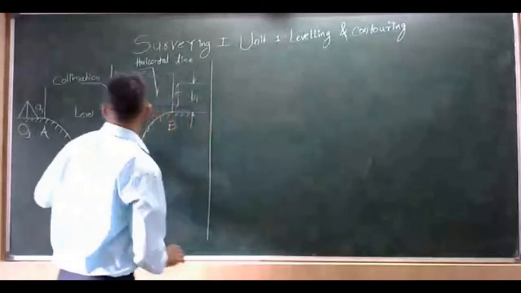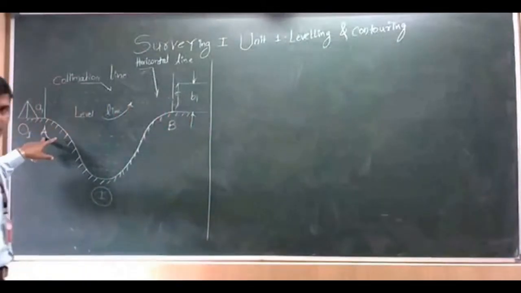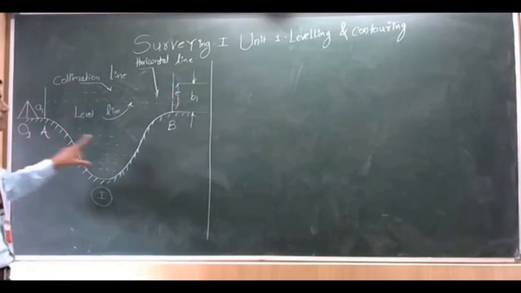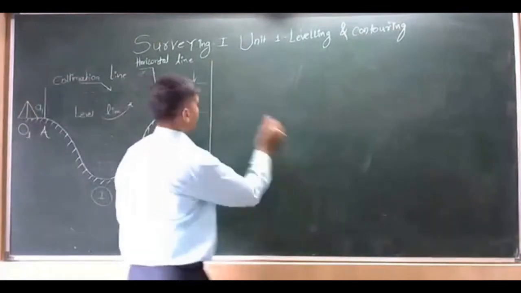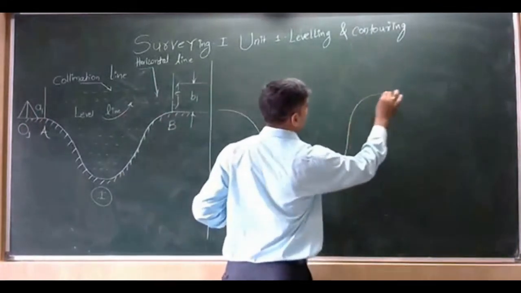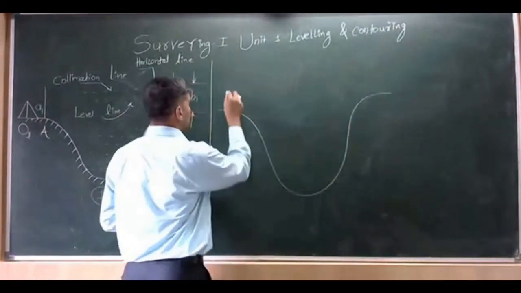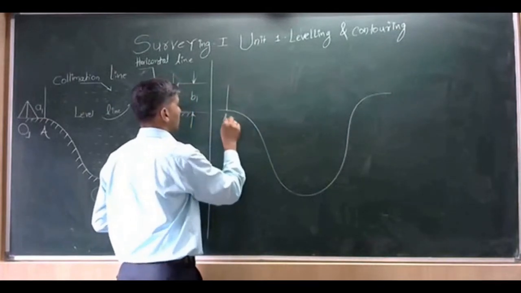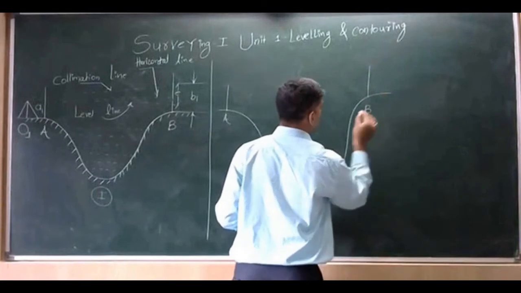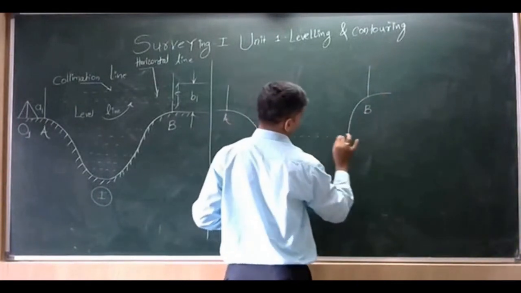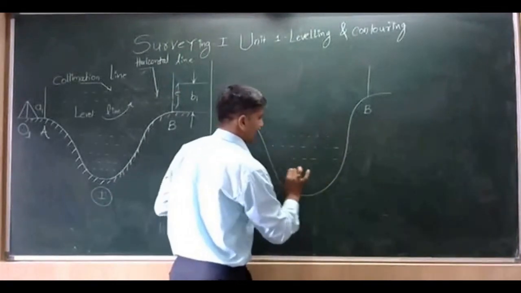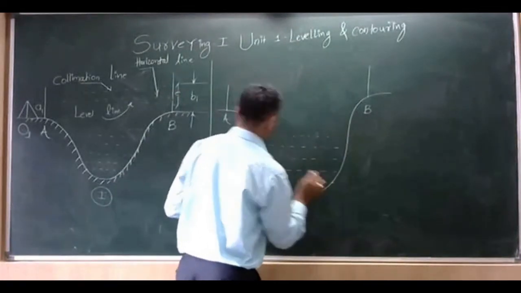We will keep the staff stations A and B constant. I won't disturb the staff stations. So say this is my staff station A and this is my staff station B, which was separated by a river body.